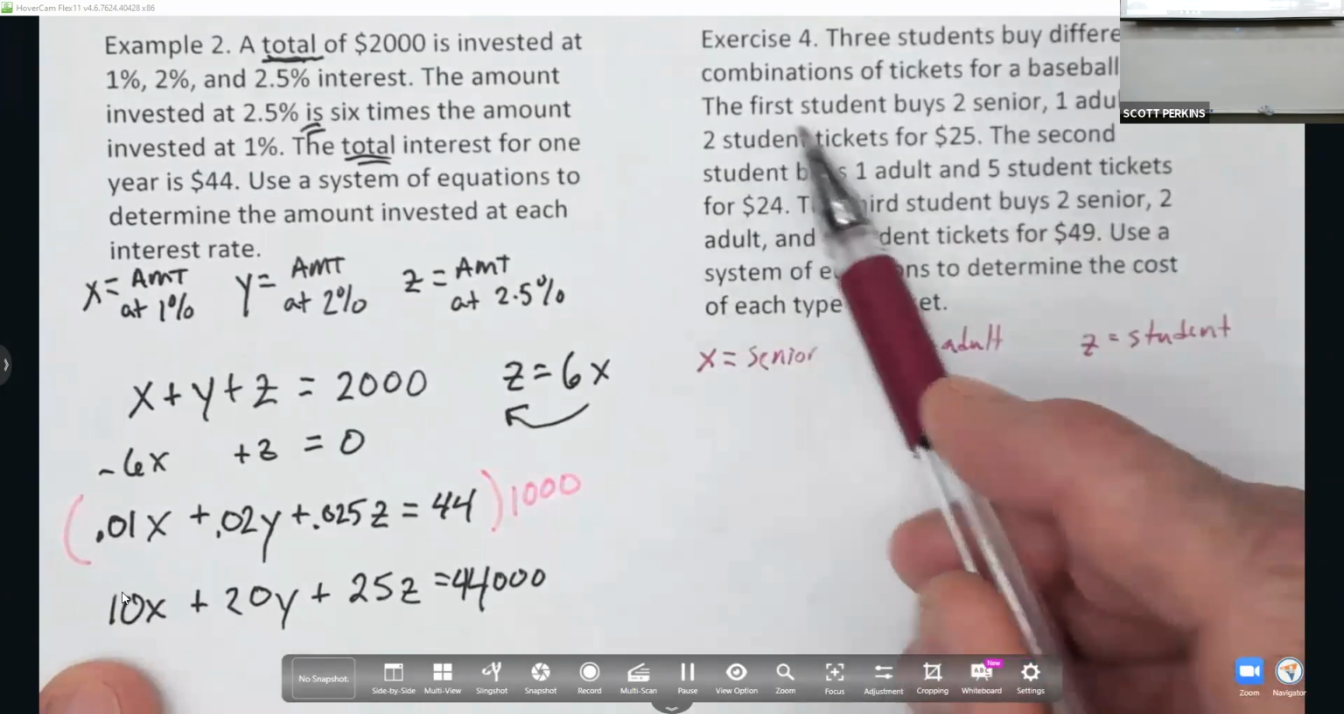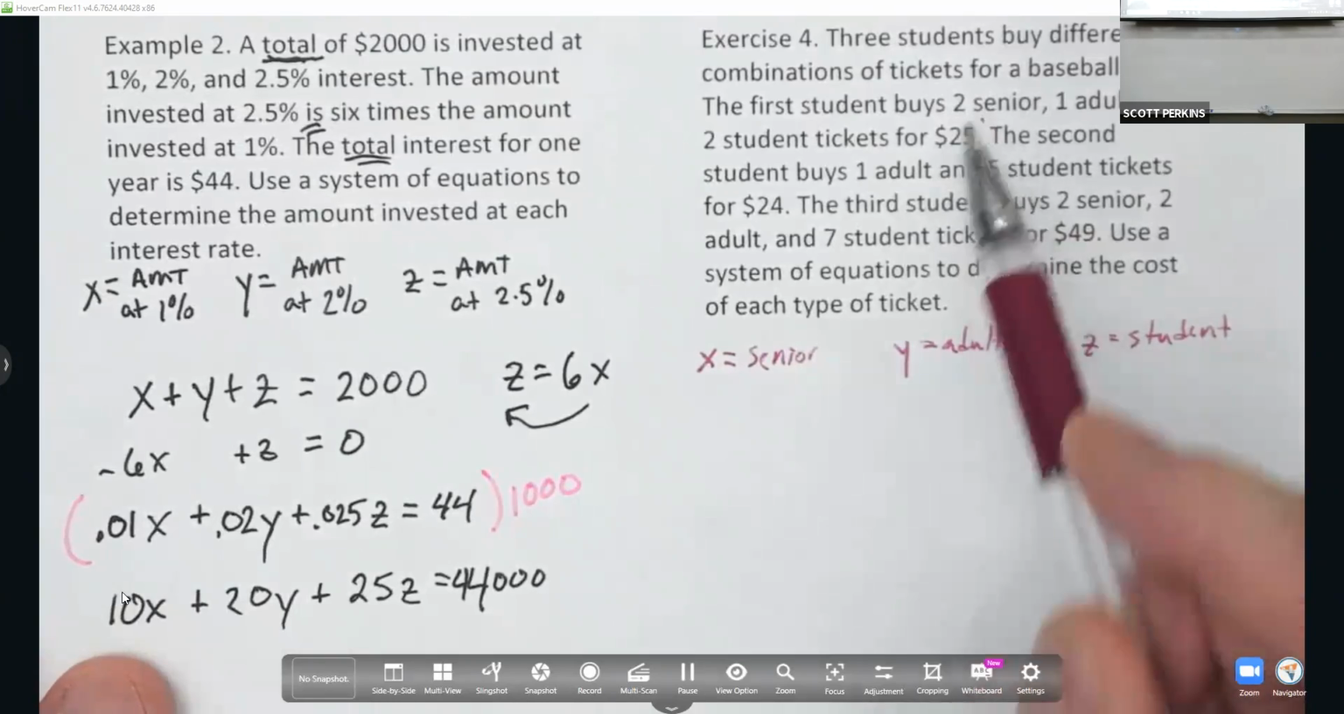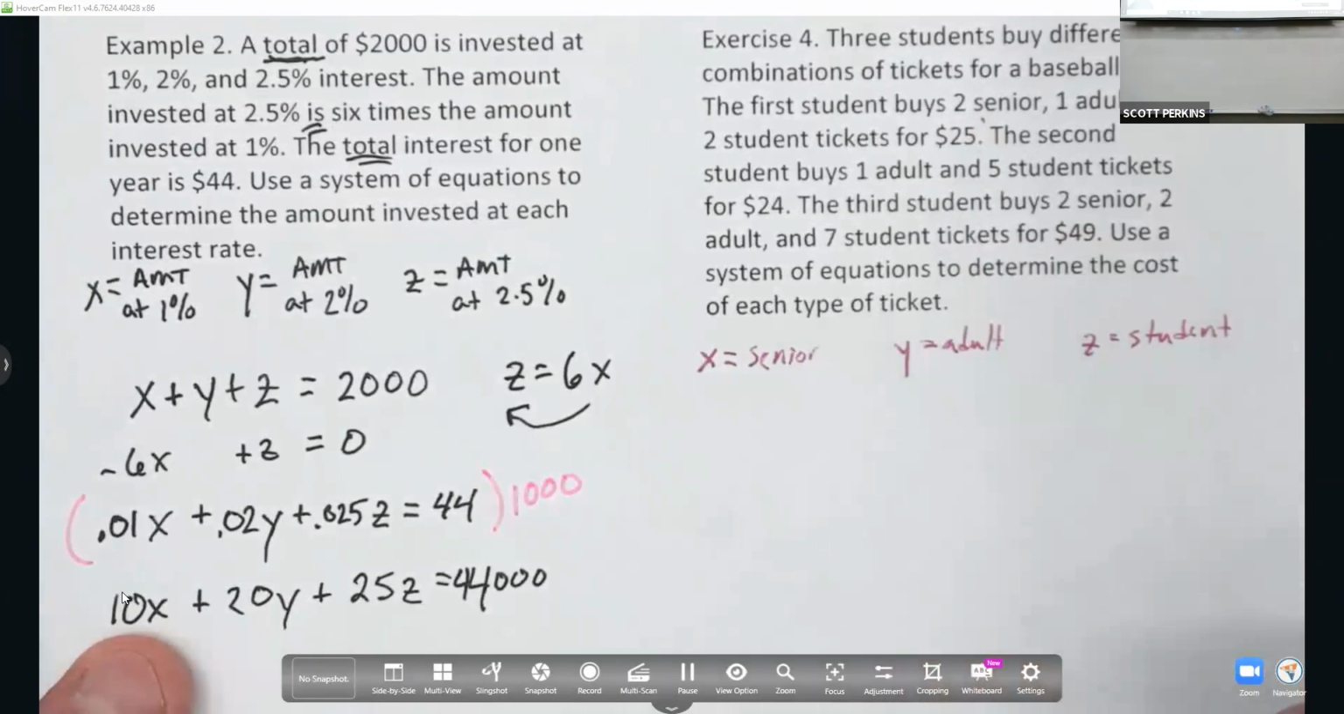Okay, so the first student buys 2 senior. Let's stop. That means what am I going to do with my X? Okay, 2X, great. And then 1 adult. So then what am I adding?